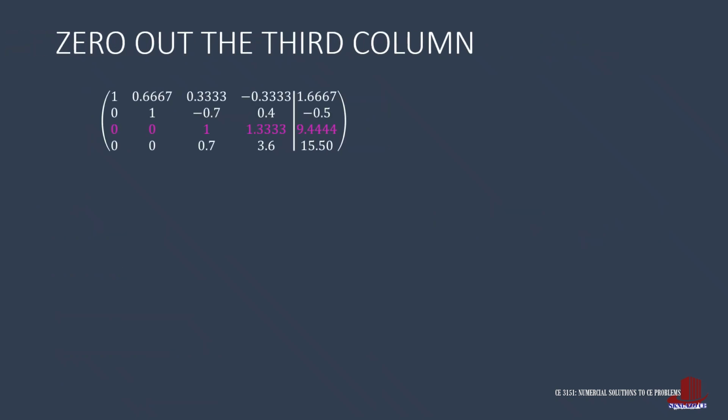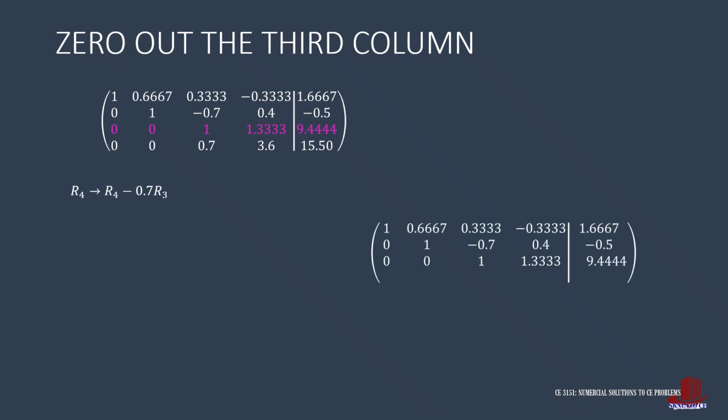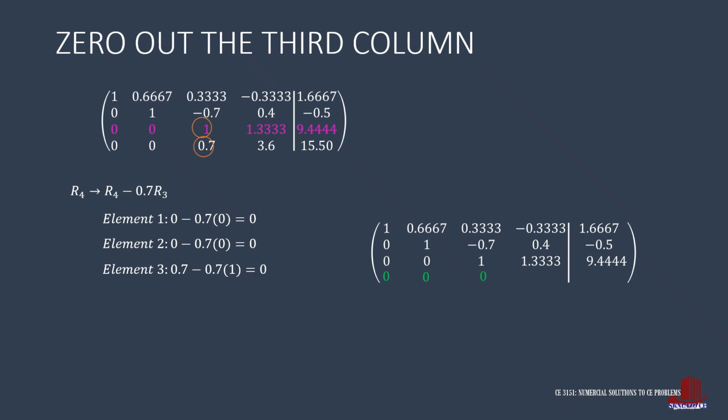To finally have a triangular matrix, we have to zero out the last element from the third column, and this is through R4 minus 0.7 of R3. The first element then is 0 less 0.7 of 0, which gives 0. This is also true for the succeeding element.